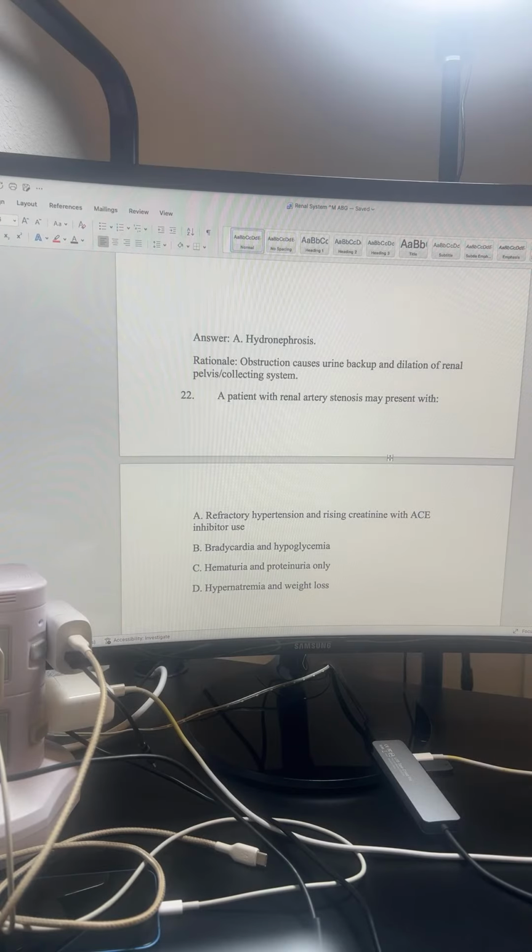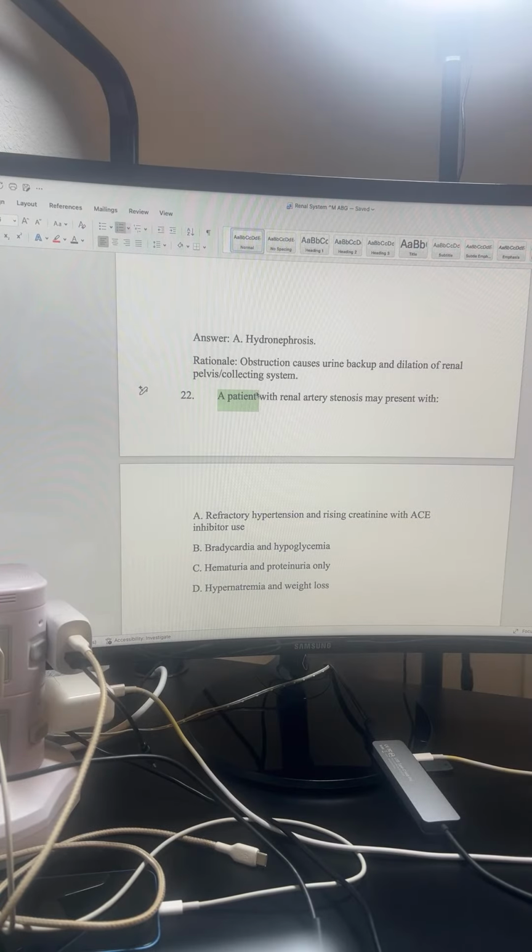Let's go on to this one. A patient with renal artery stenosis may present with A, refractory hypertension and rising creatinine with ACE inhibitor use, B, bradycardia and hypoglycemia, C, hematuria and proteinuria only, or D, hypernatremia and weight loss.